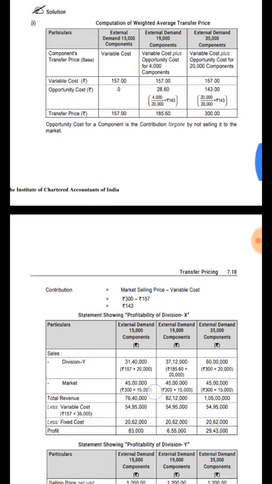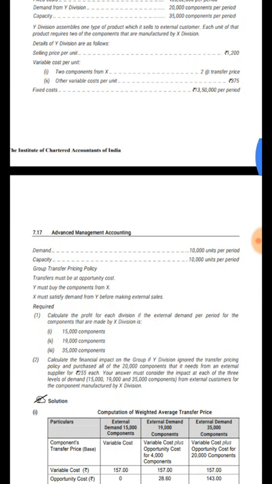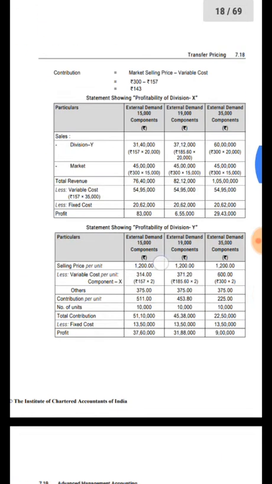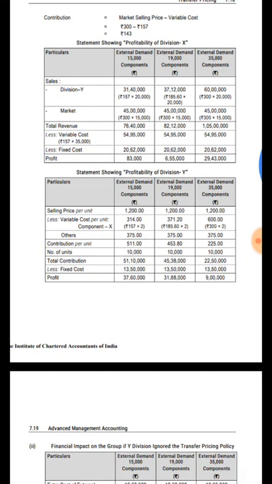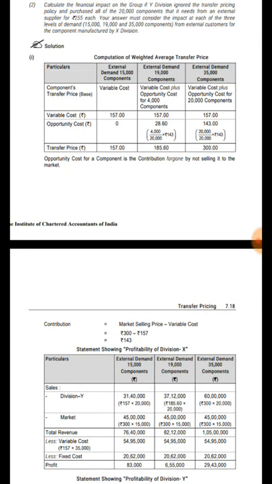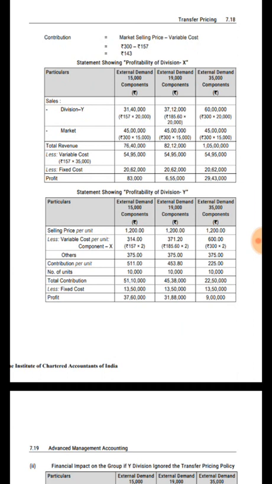Selling price per unit given is 1,200 here, 1,200. Okay, 1,200 given selling price per unit. Then variable cost per unit. Component X is there, no? You can see here component X. This is the selling price, transfer price you can say. Okay, so this is for one component, and they are getting two components from division X. So the price of one component into 2. So we got the variable cost per unit of Y here.